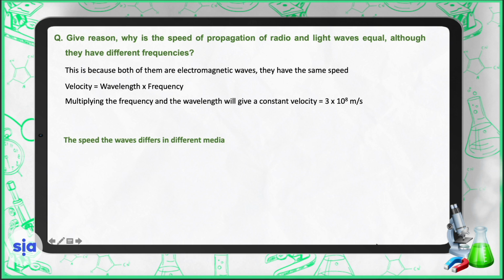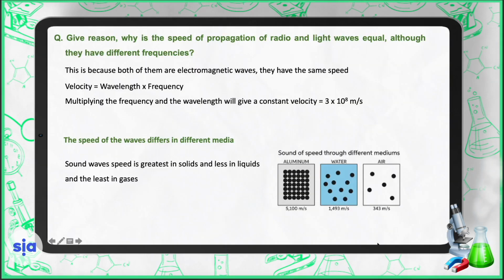The speed of waves differs in different media. If I tell you that the speed of waves will differ in different kinds of media, will you agree? Let's see together. Sound wave speed is greatest in solids, less in liquids, and least in gases. So here are the 3 states of matter, 3 different media. You will find that the sound wave speed differs in these 3 different media.